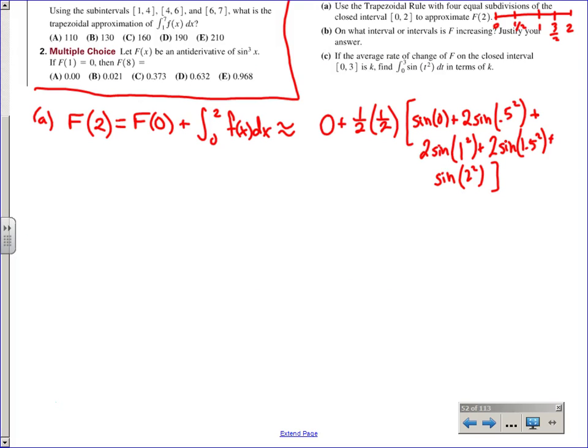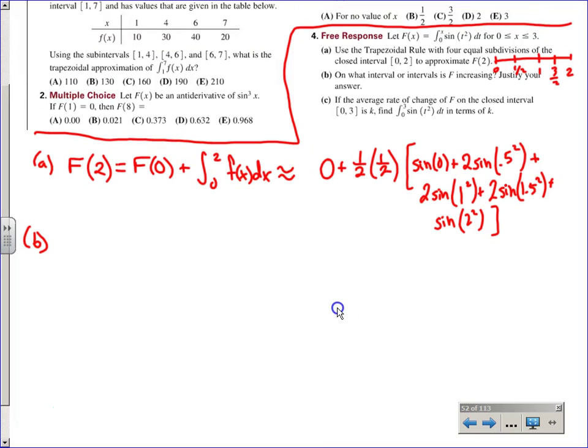What do you guys do for letter B? It's a good day to come take a test in my room. I want interval or intervals. Is F increasing? What do we have to think about? What's the derivative of an integral, of an accumulator? Sine of u times u prime. Wait, why is u prime 1 and not 2x? In the bound, it's just an x, right? Look here.